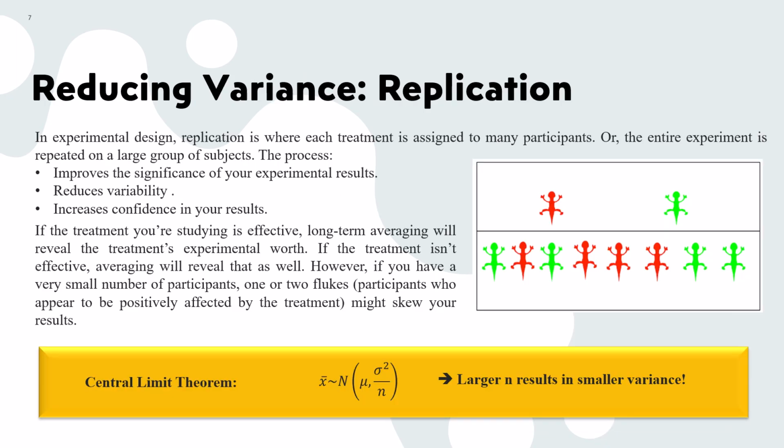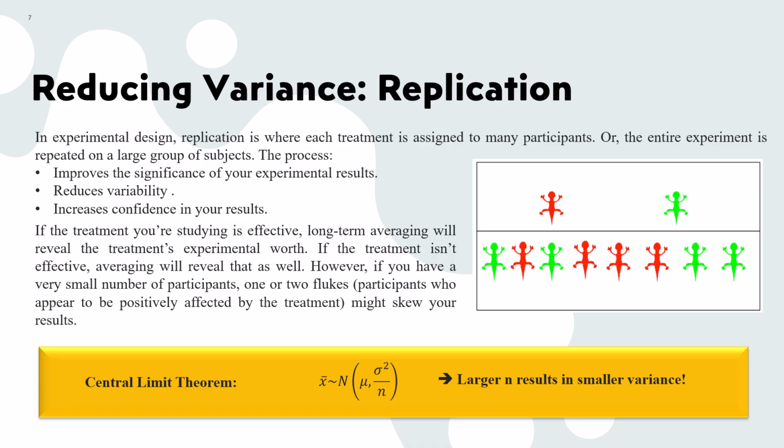In experiments, replication means applying each treatment to multiple subjects or repeating the experiment on larger groups. This is essential for reducing random variability and increasing the reliability of your results. When we only test a treatment on one person, that person's unique characteristics might cause them to respond differently than average, whether the treatment actually works or not.